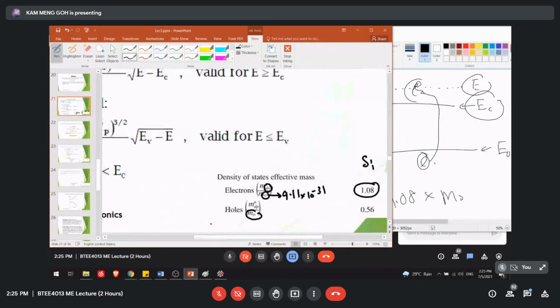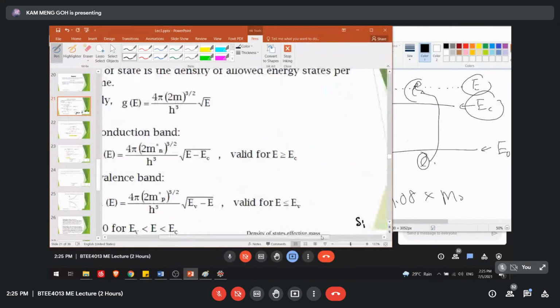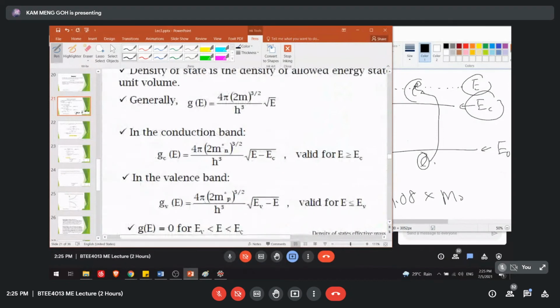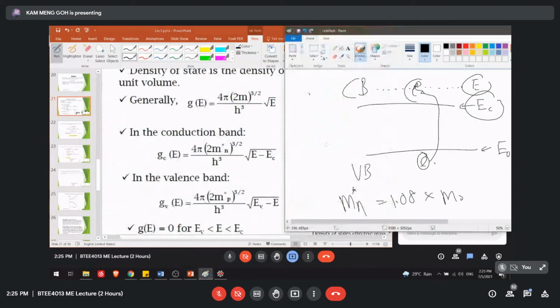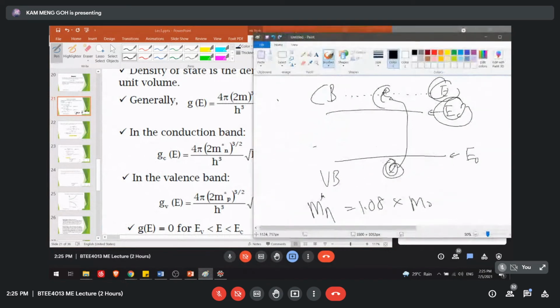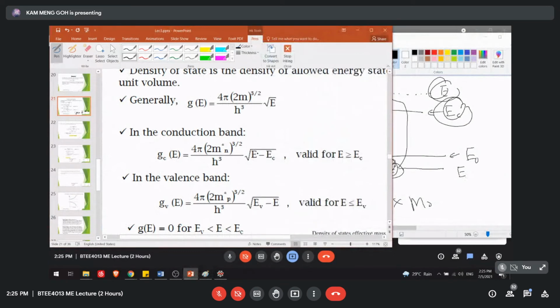Then one interesting point: you can see that it must be E minus EC, because when you jump from here to here, your E must be higher than EC. But if there's a hole here, then you must have an E somewhere around here, so your EV must be higher than E. So when we do the subtraction, we need to use the highest one and deduct the lowest one. Okay, then let's see how we're going to apply this in our question.